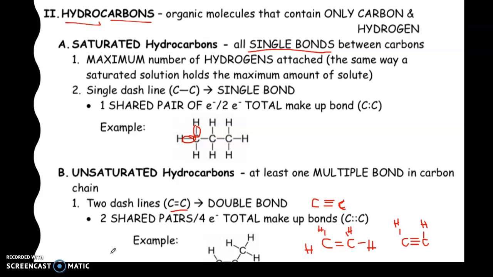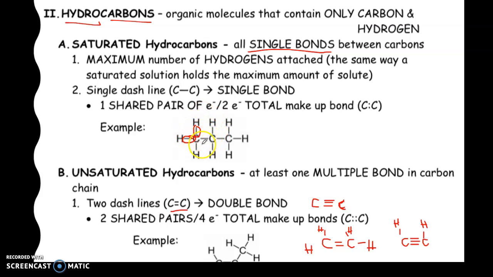There's saturated and unsaturated. Now, saturated hydrocarbons contain single bonds between the carbons, meaning there's the maximum amount of hydrogens attached to the carbon. We've saturated the amount of bonds that the carbon can have. This is why it is a saturated hydrocarbon.